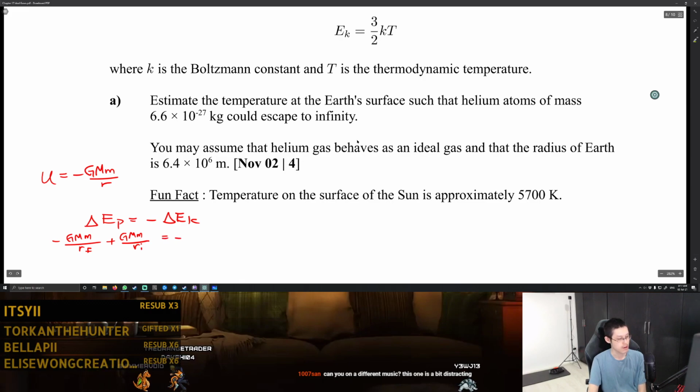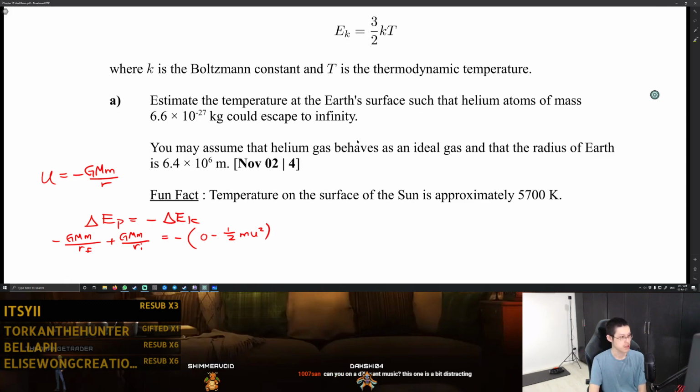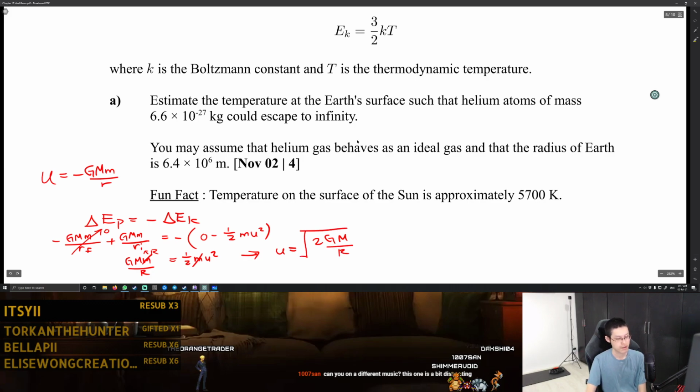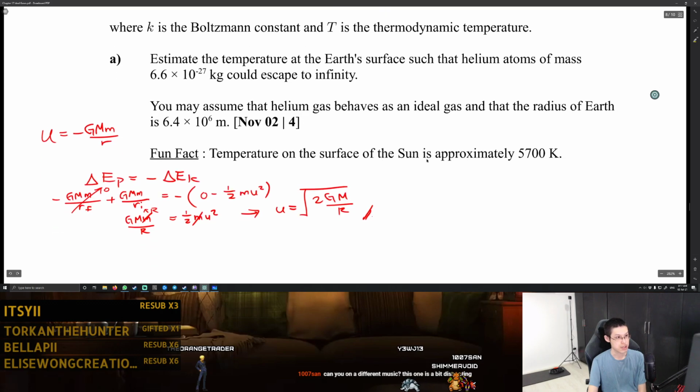equals final is going to be 0 minus half mv squared. There we go. rf is going to be infinity, so this thing disappears. And this ri is actually just the radius of the Earth. So in fact, we are left with half mu squared and then GMm over r on the side. Small m's cancel, making u the subject. We get our escape velocity, which is square root of 2GM over r. So that's the escape velocity.